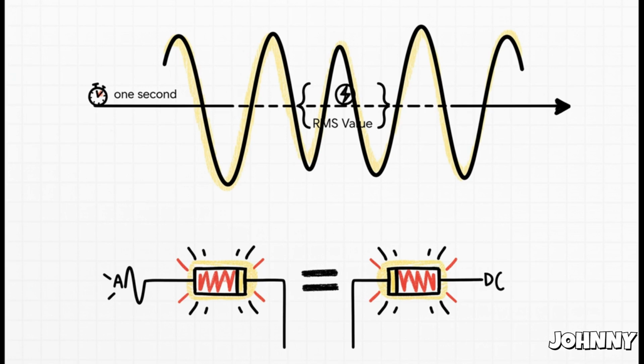But since the voltage is always changing from a peak all the way down to zero and back up, how do we talk about it? Well, we use something called the RMS value. It's really just a practical way of saying what the effective power is. It gives us a single, stable number that's equivalent to a DC voltage.